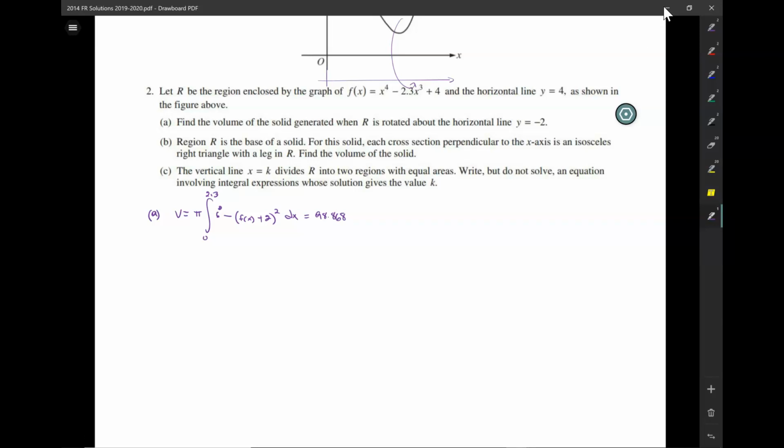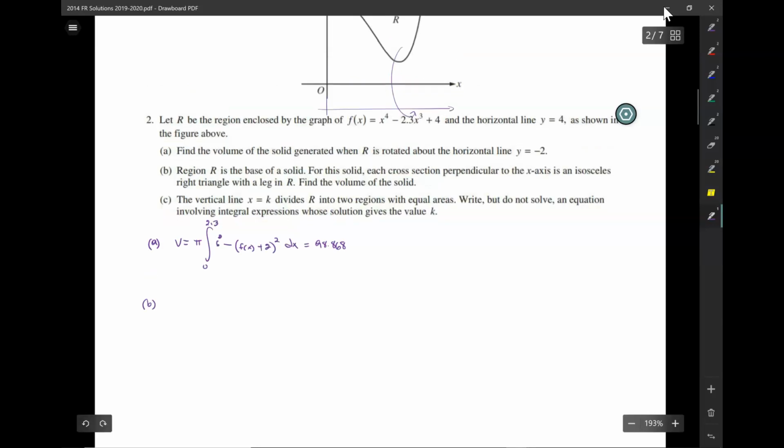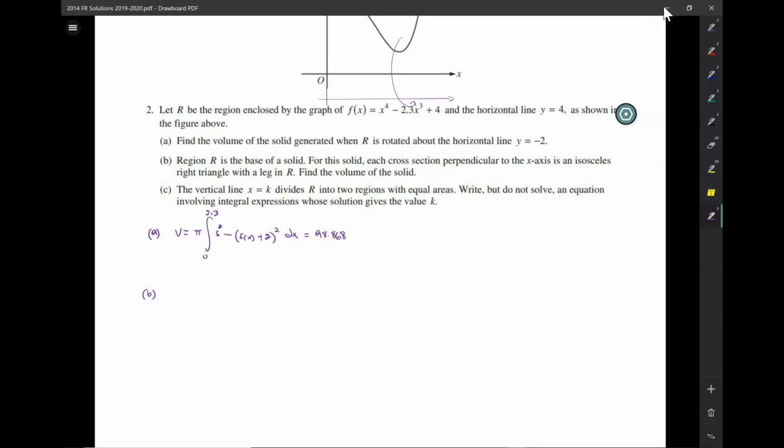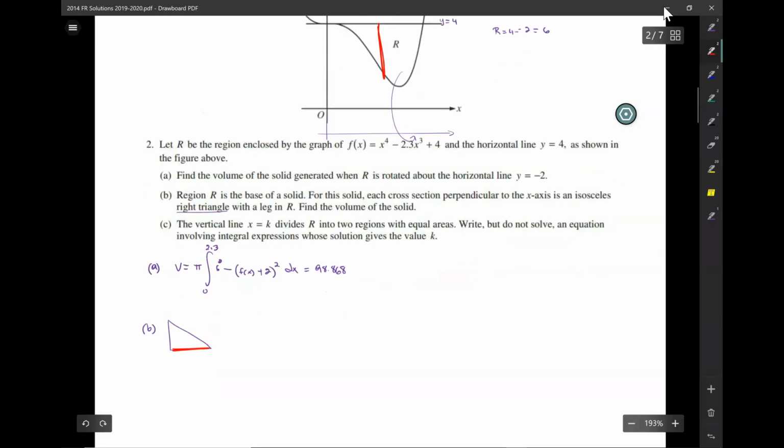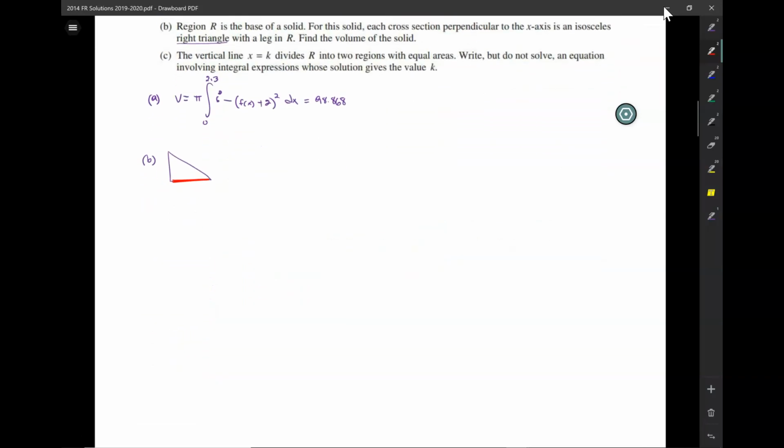Okay, so part B. Oh, yeah, that's f1 of x. Region R is the base of the solid. Each cross-section perpendicular to the x-axis is an isosceles right triangle, with a leg in R. So that's the leg in R, right? So that's this. And how big is that? It's 4 minus f of x, right? So that means the area is how much? 4 minus f of x squared over 2.